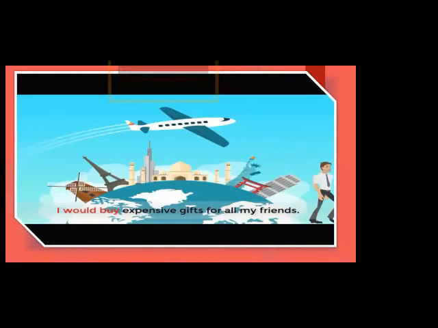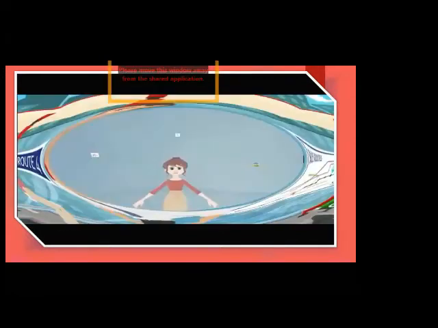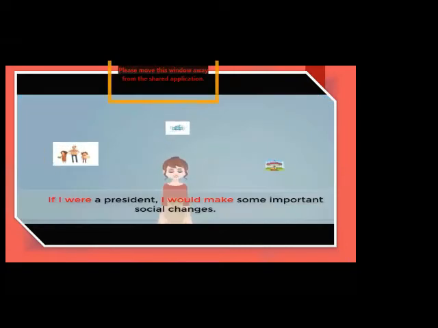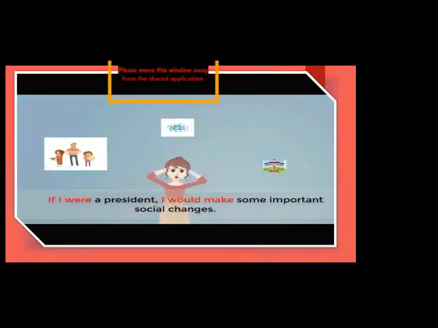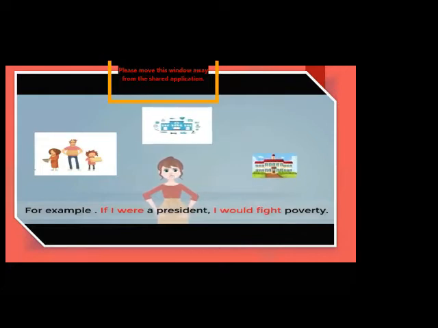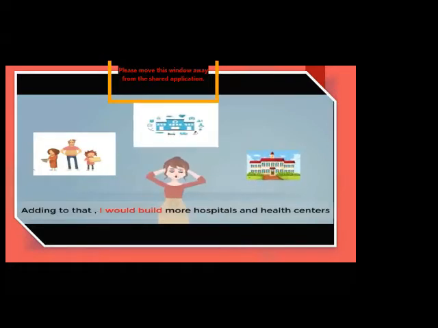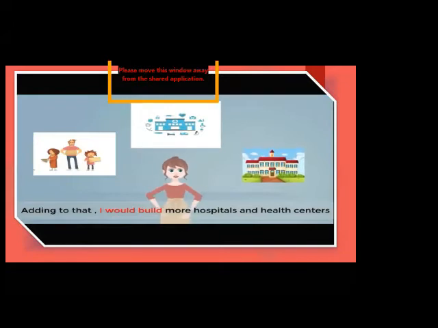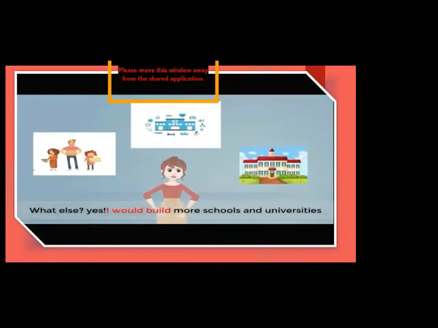What about you Sakina? What would you do if you were a president? Well, let me think a little bit. If I were a president, I would make some important social changes. For example, if I were a president, I would fight poverty. Adding to that, I would build more hospitals and health centers. What else? Yes, I would build more schools and universities.